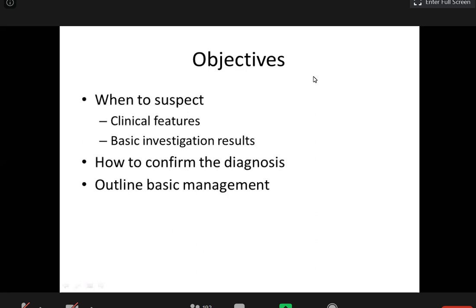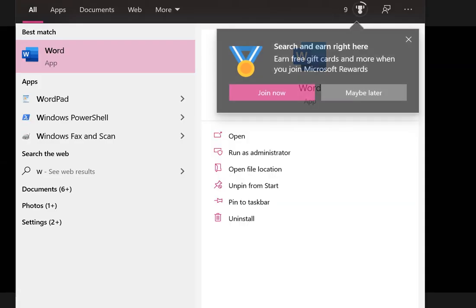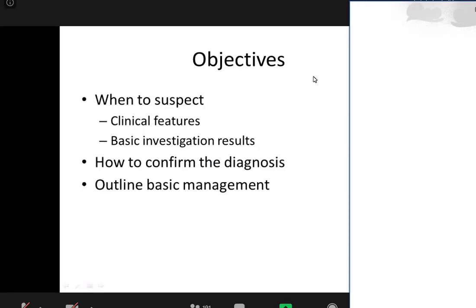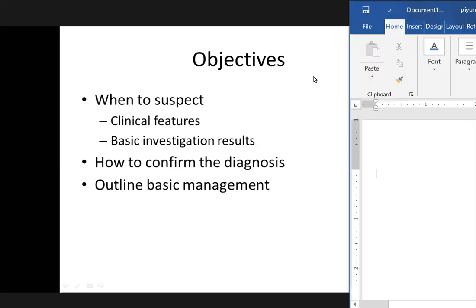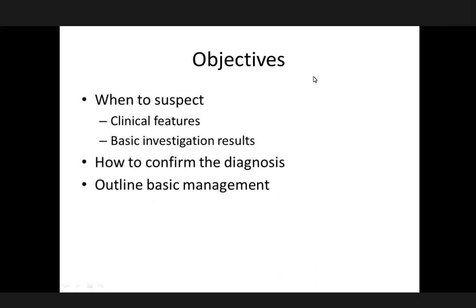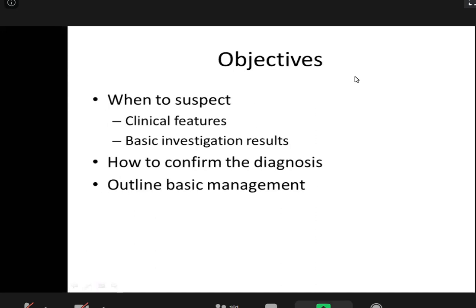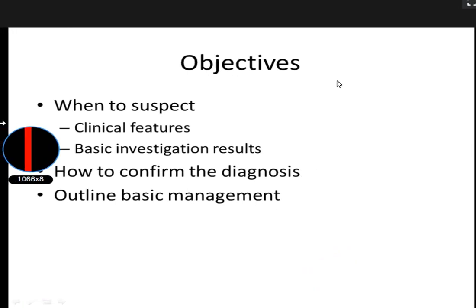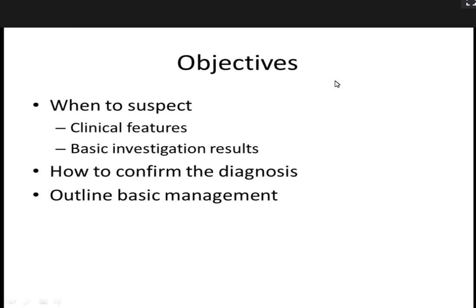Of about four, mainly about four main endocrine disorders, that is Addison syndrome, Cushing syndrome, Hunt syndrome, and pheochromocytoma, right? And then you must know the basic investigation results of each of the conditions. And then you must know how to confirm those endocrine disorders. And then finally, you have to outline the basic management of each of the conditions.